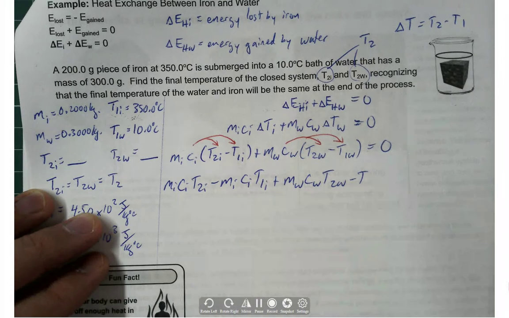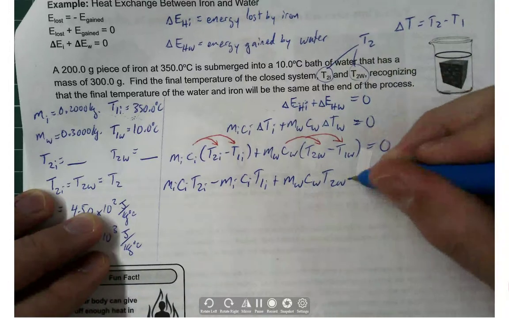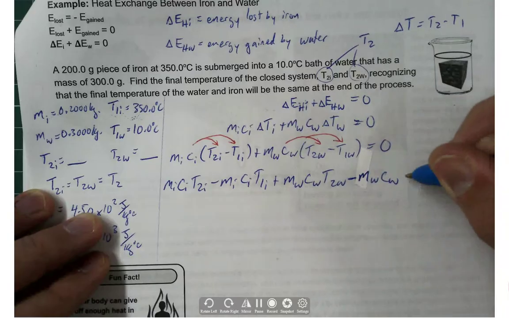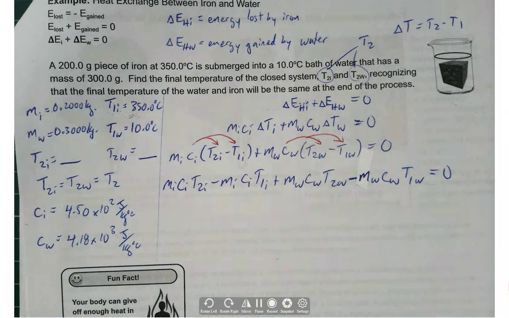Oh, shucks, I did it again. Sorry, all this heavy language, too salty. All right, MWCW T1W equals 0. Now, thankfully, I look at this and it's as expanded as it can get.